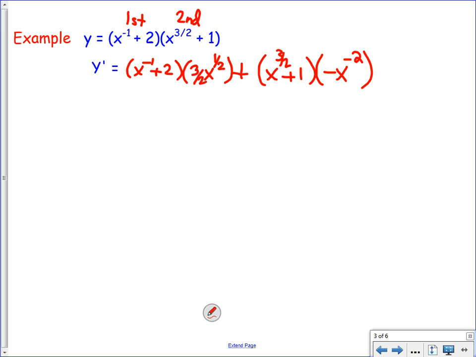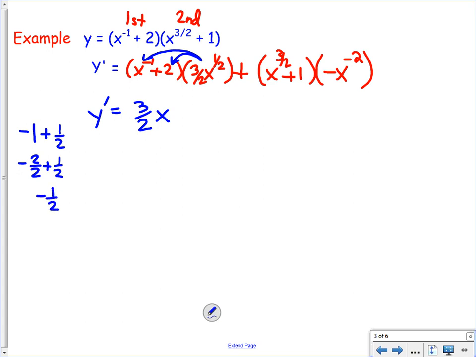All right, so then we just have to simplify. So we're going to distribute here. All right, so we get 3/2 x. Now we're adding our exponent. So we're adding negative 1 plus 1/2. So I would make that negative 2 over 2 plus 1/2. Add your numerator, and we get negative 1/2.